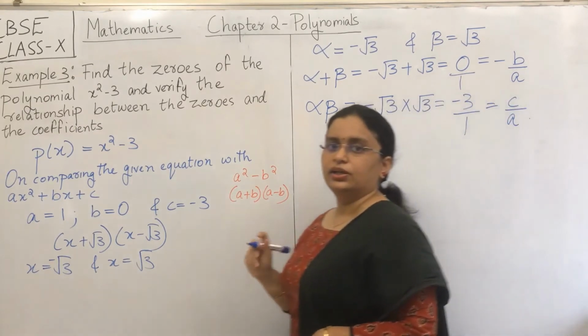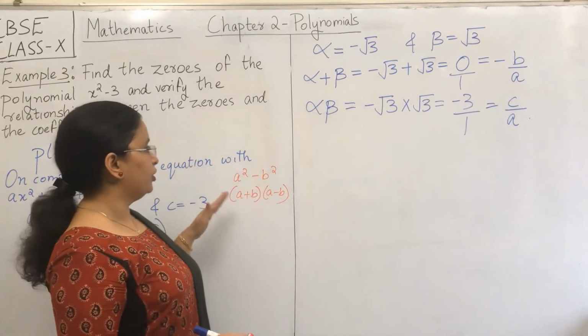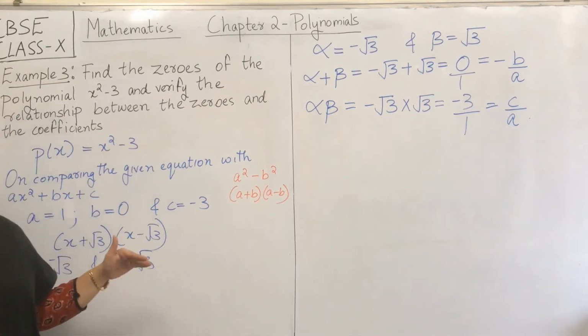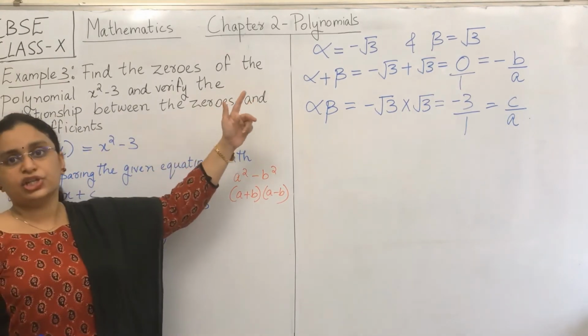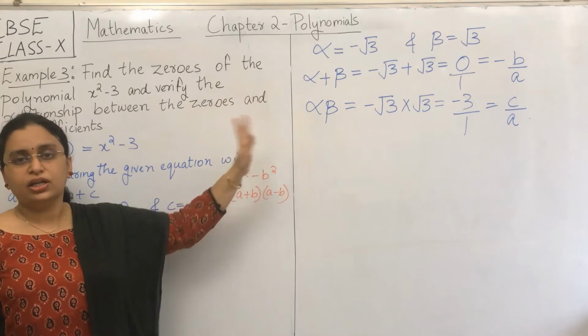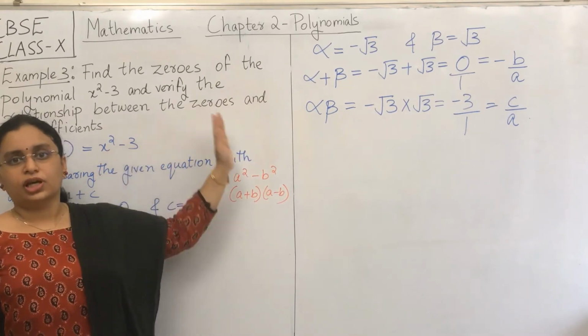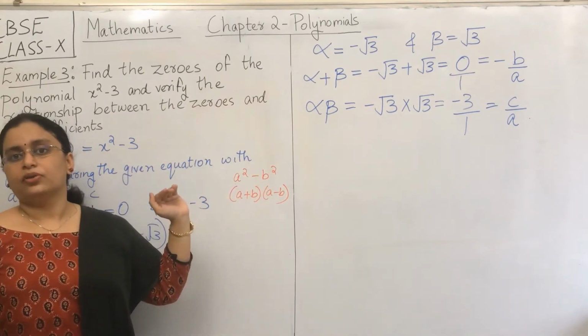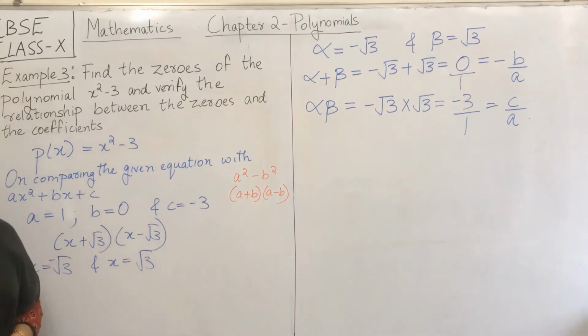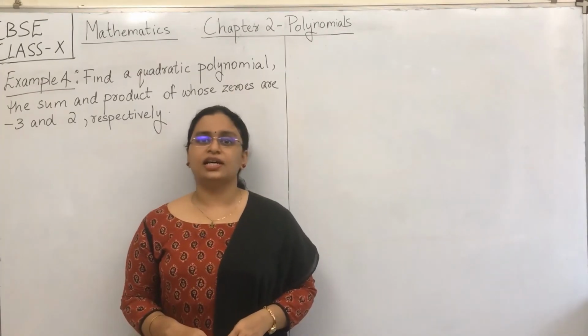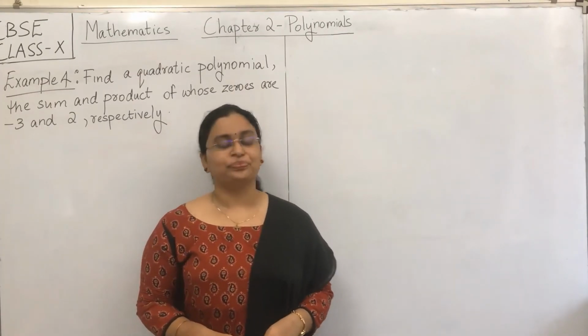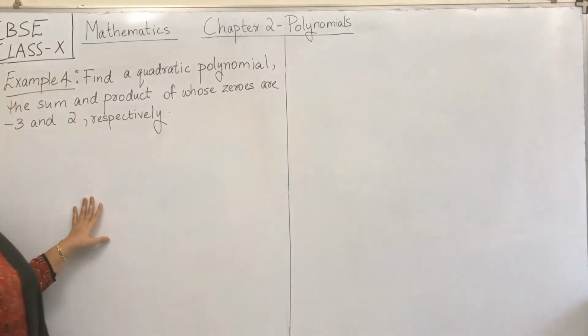So here, firstly we found the zeros, and next we stated the relationship between the zeros and the coefficients. So we have completed this problem. Now we can move to the next problem. Okay, so we are doing example number 4. We can read the question.